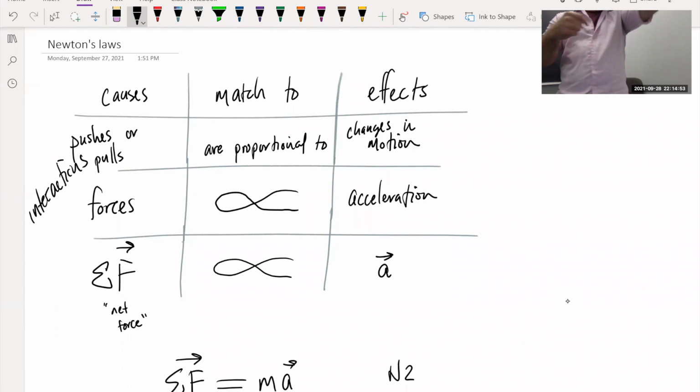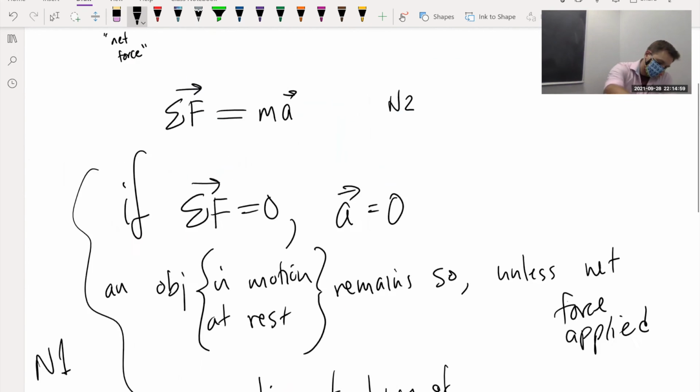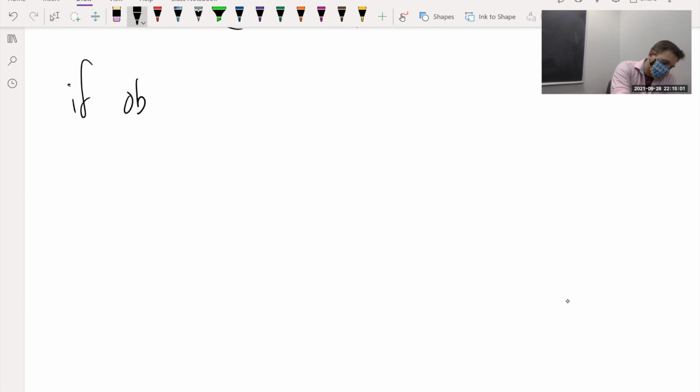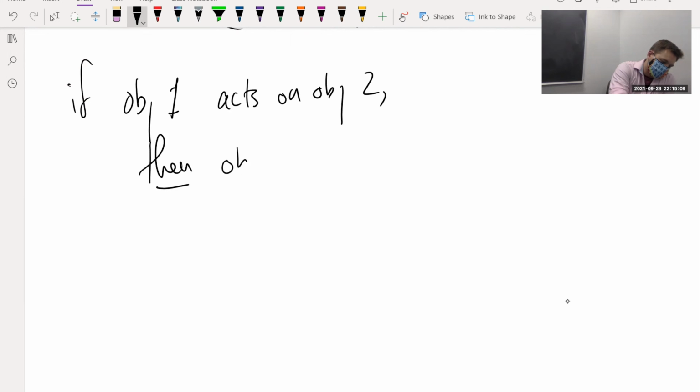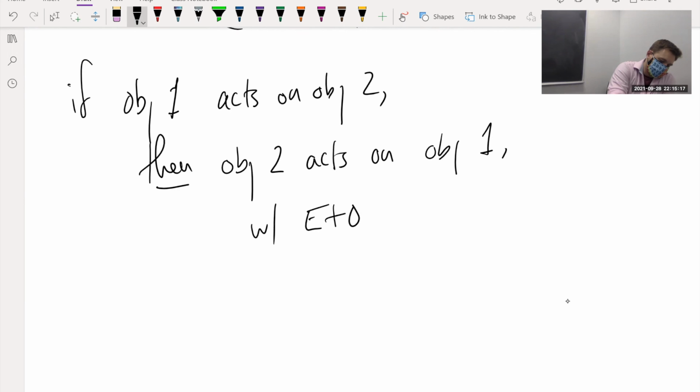Newton's third law pair. If two objects interact, then those two objects interact. If object one acts on object two, then necessarily object two acts on object one with equal and opposite force. It's true, the equal and opposite piece needs to be there. But we have to be more precise.